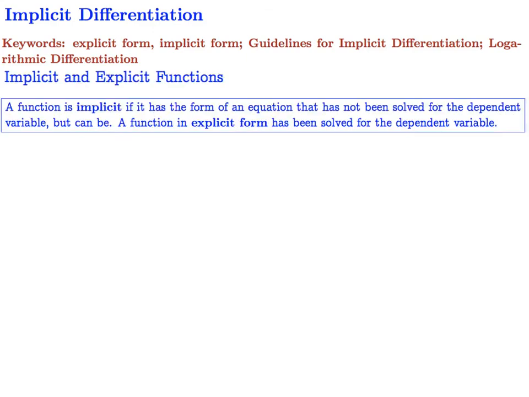So we often talk about functions, and we often talk about a function being in explicit form. A function is called implicit if it has the form of an equation that has not been solved for a dependent variable, but it sure could be if we took the time. So here we have an equation, x squared plus y squared equals 1, and hopefully you recognize it as the equation of the circle. Again, x is our independent variable, y is our dependent function, and if we wanted to, we could take the time and solve this for y.